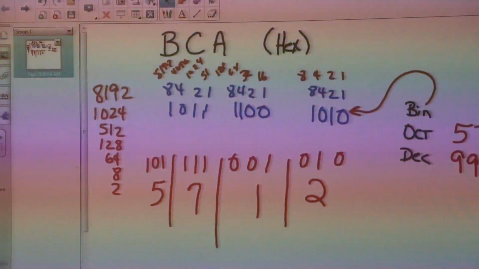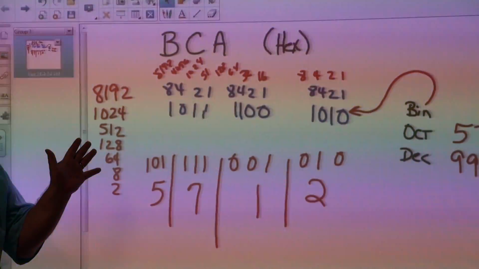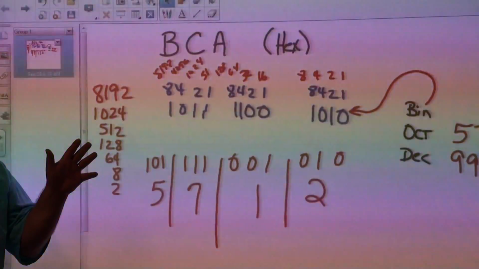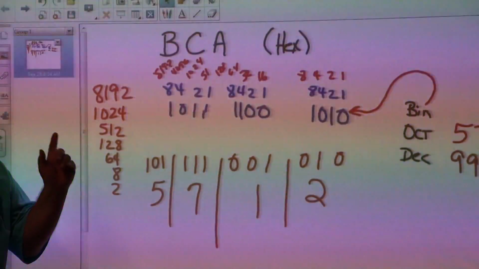So we work backwards. Now let's take an octal and do the same thing that we just did. Everybody got how we did that? Right, we'll go back through it.